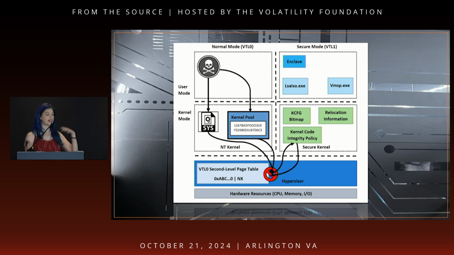Now, VTL0 is the same as it always was. You can reach it, you can elevate yourself, you can load a kernel driver if you manage to do that. But if you want to get to the really valuable things in the machine, you would need to get to VTL1 either by compromising the secure kernel, or compromising the hypervisor, or finding a way to compromise any of the secure processes.